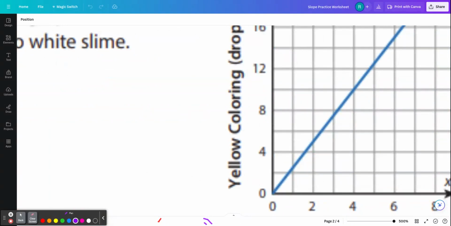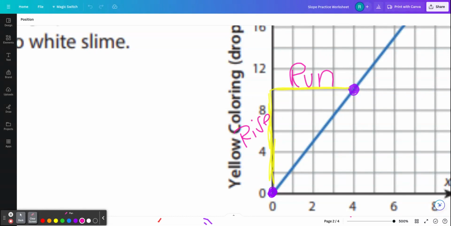So all you're doing is finding your y-intercept, which would be here, and then your next good point, which in this case would be here. It's right on those edges. Okay, and you're going to do your rise. So this is your rise here, and your run. Okay, so rise over run.